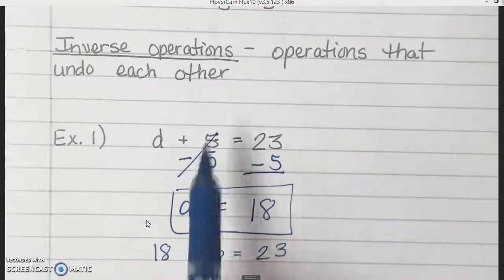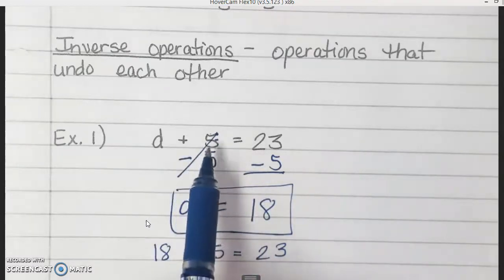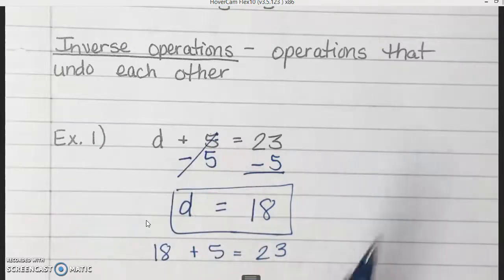Okay, so when it shows that you're adding and you need to get rid of that plus 5, that positive 5, you use subtraction to undo it. But you have to do it to both sides. Does anybody have a question? Okay.